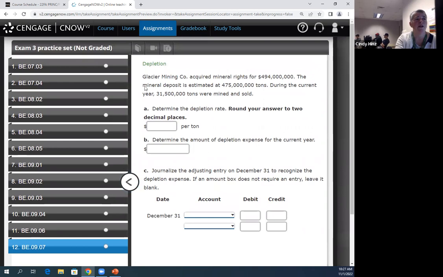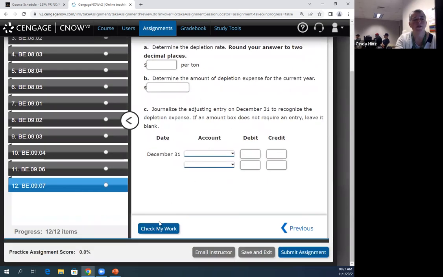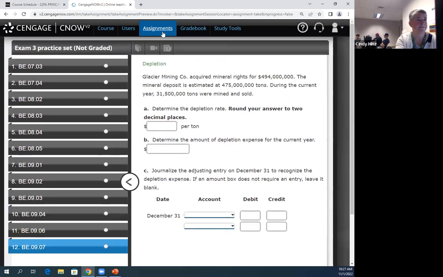Many of these, if not all of them, have the Show Me How button. All of them have unlimited use of the Check My Work button. If you're working on these on your own and have questions, obviously I would be happy to help with those. Just need to let me know.